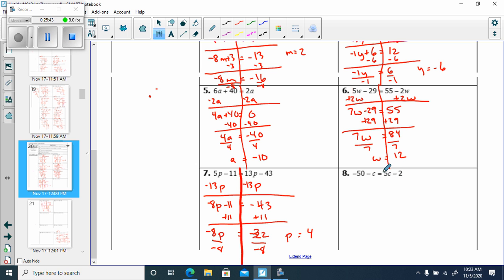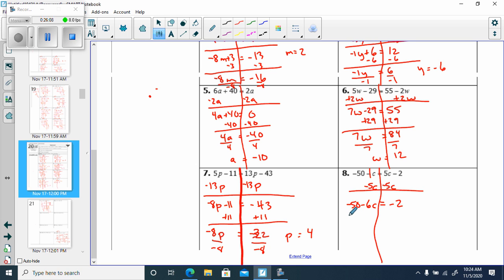And then on number 8, I'm solving for the variable. This is as simple as it gets on each expression on each side. Let's move all the variables on this side and all the numbers over here. I'm going to subtract 5c from both sides. I know this is an understood 1c. So I have negative 50 minus 6c equals negative 2.